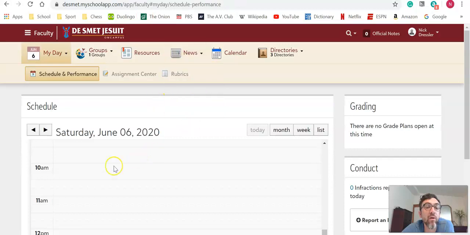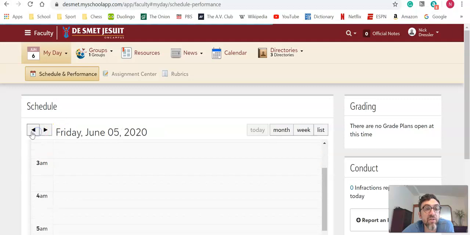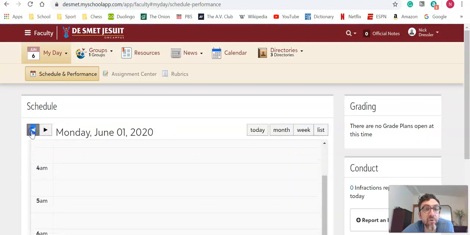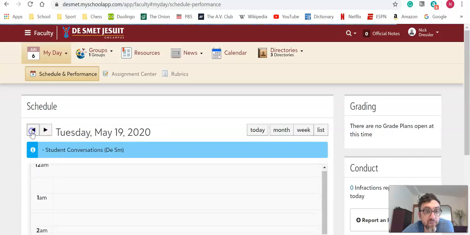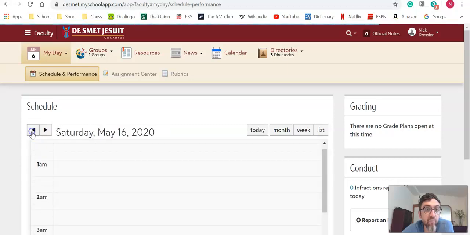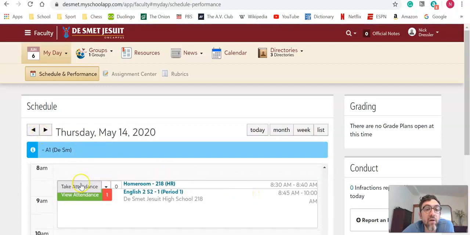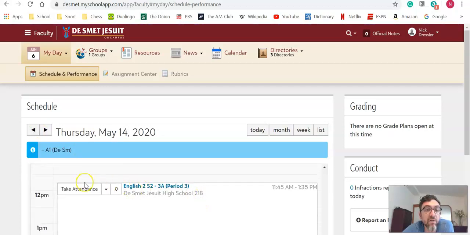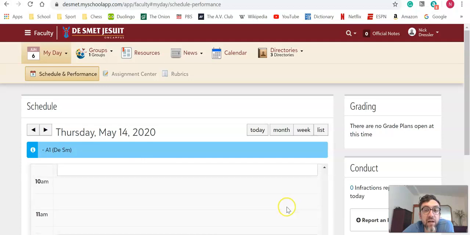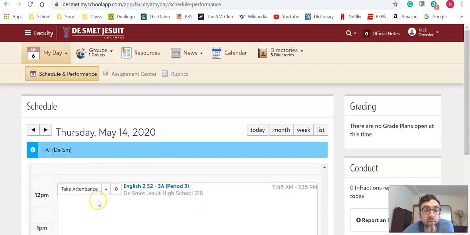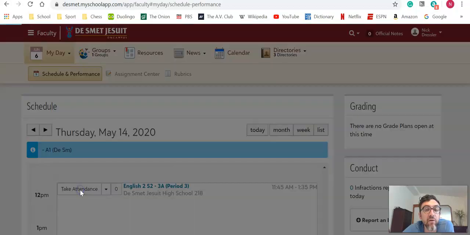So on Campus, the first thing you get when you log on, which I think is really neat, is the schedule for the day. If I go back to one of the last days of school, this was even when we were at home for at-home learning, you can see here that you can actually take attendance for your class, and it'll tell you the exact time that your class is meeting, from when until when. And then you click take attendance.